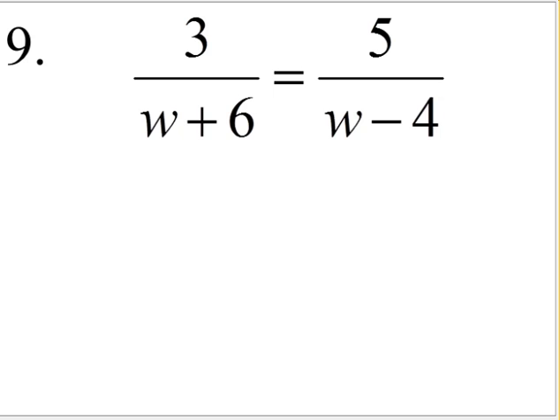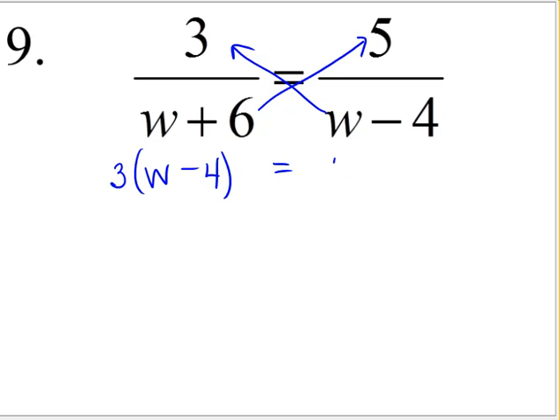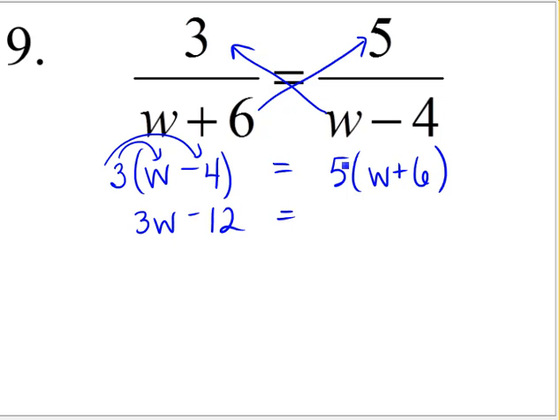Another example looks quite similar to the last one. I'm going to take the w plus 6 times 5 and then the w minus 4 times 3. So I have 3 times the quantity w minus 4 and 5 times the quantity w plus 6. It's very important to remember to keep those quantities in parentheses, otherwise you're only multiplying part of the quantity by the number. Distribute is my first step. So I'm going to get 3w minus 12 equals 5w plus 30.